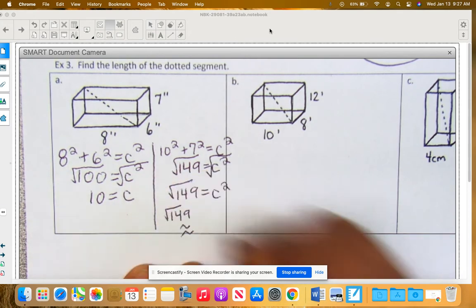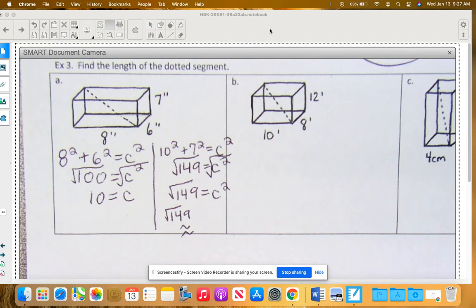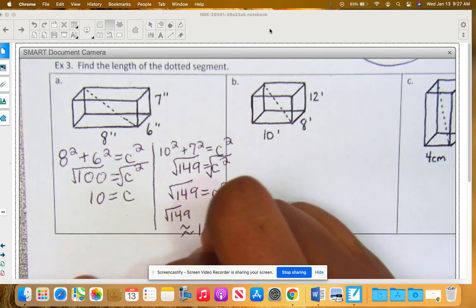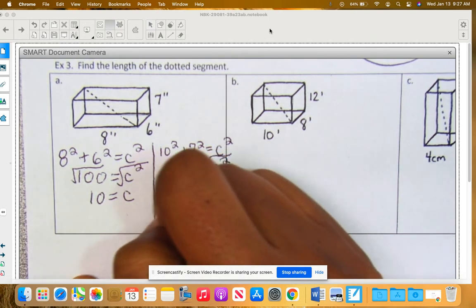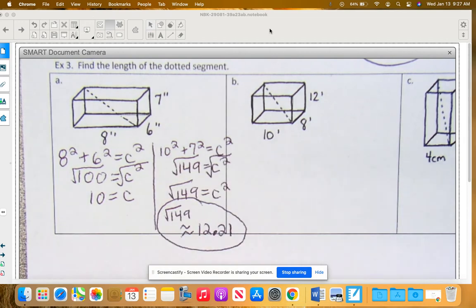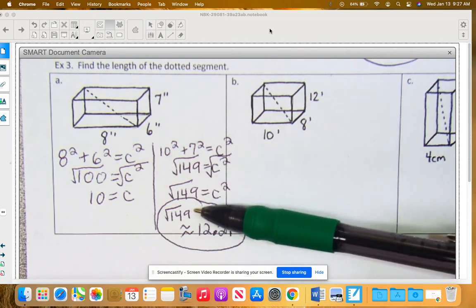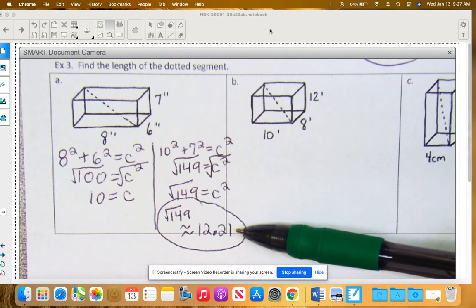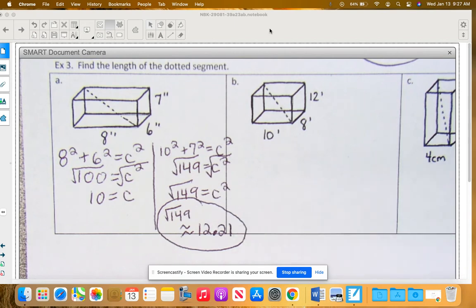And as a decimal, we'll round to the nearest hundredth. I got 12 and 21 hundredths. So this is my answer. As a square root, this is my answer, and then as a decimal, this is my answer. And that is the first example.